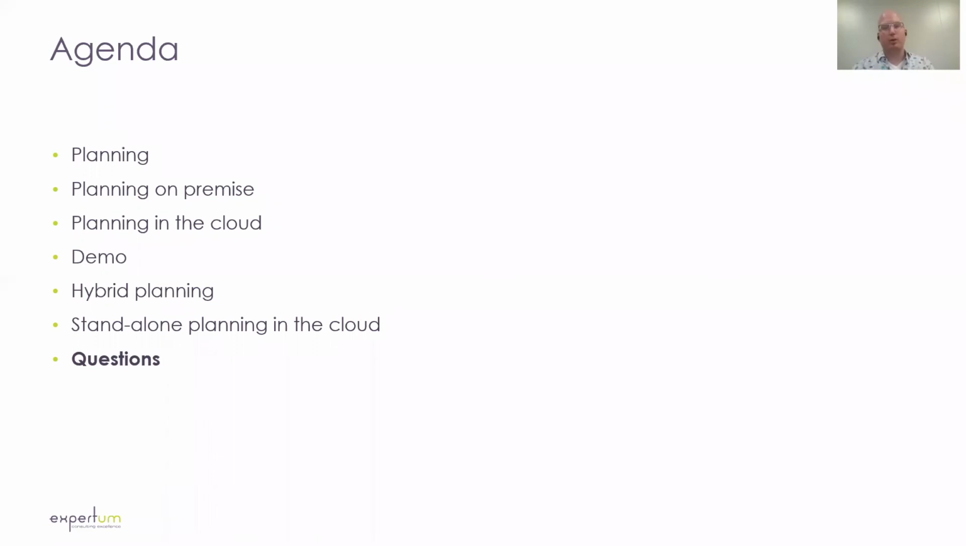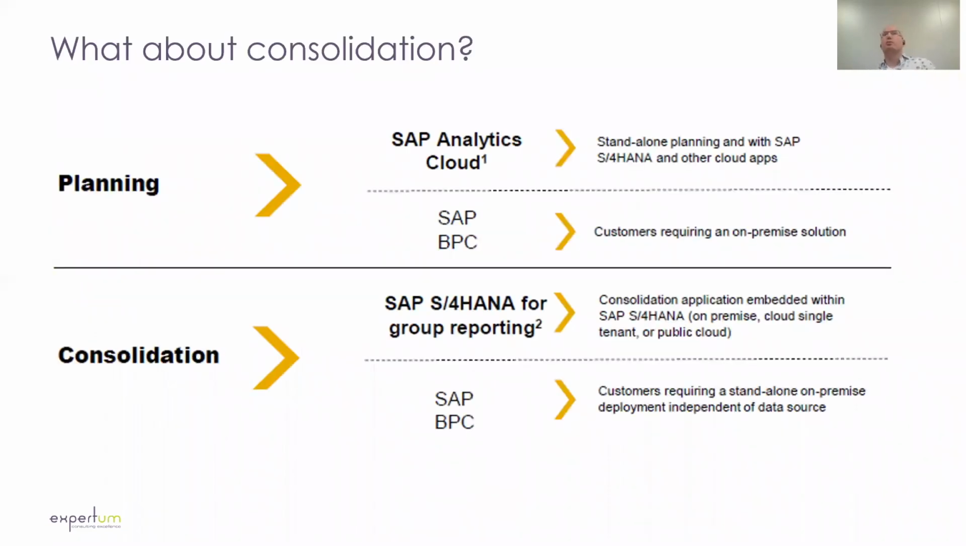Okay, that is fine. So what about consolidation? Because BPC, well, the C for BPC is consolidation. Well, consolidation, if you have S4 and you want to do your consolidation there, you can have the option for group reporting, either on-premise or cloud single tenant or public cloud, but it's in your S4 system. You can also do consolidation via BPC, and that is standalone on-premise deployment. You cannot do consolidation in the cloud, or at least not BPC consolidation in the cloud via SAC. You can do S/4HANA in the cloud.